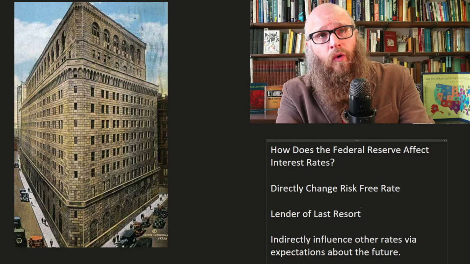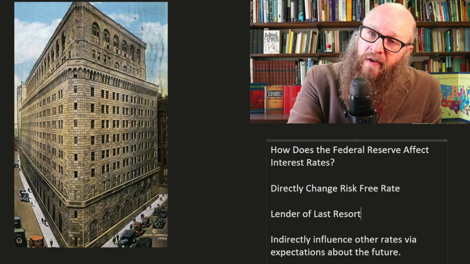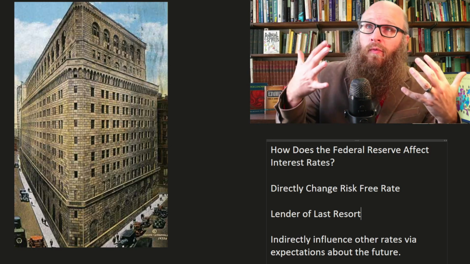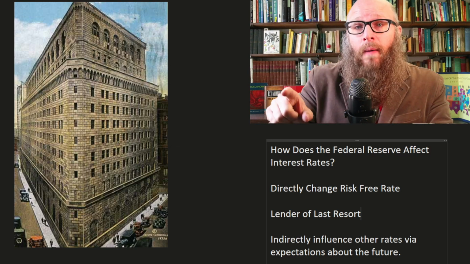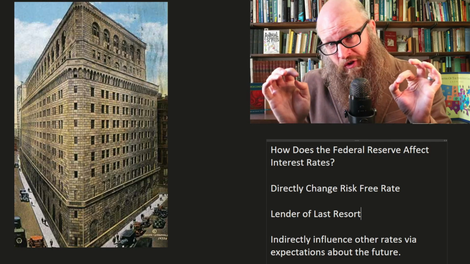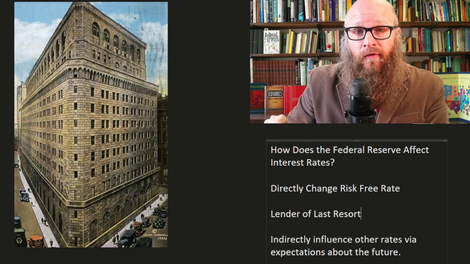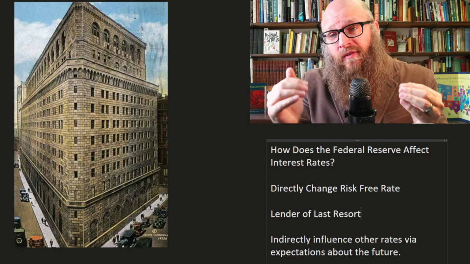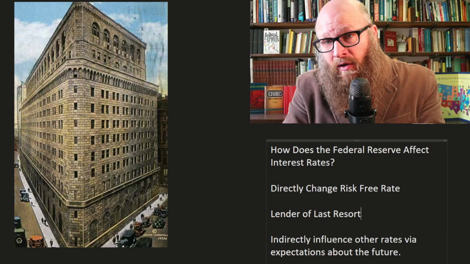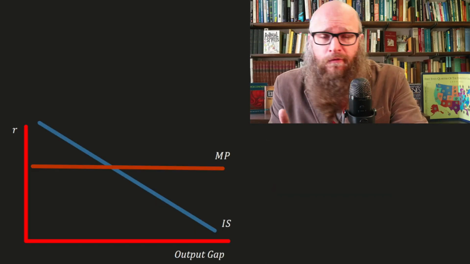The other thing they can do is communicate simply with their words expectations about the future. Not only can they lower the risk-free interest rate today, but they can promise that the risk-free interest rate is going to stay low for a long time. Remember, part of that risk premium is composed of length, and if you know interest rates are going to be low in the future, that means some of the risk premium today will be a little lower for long-term interest rates.